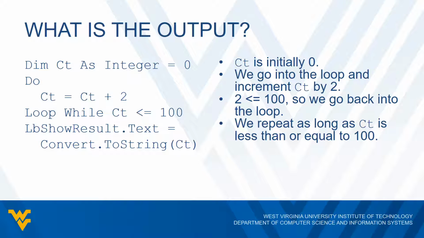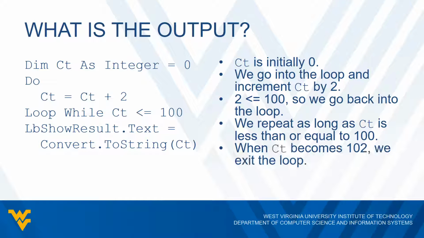So notice that we're just incrementing CT by 2. So we'll have 2, 4, 6, 8, 10, 12, and so forth. Eventually what's going to happen is CT will get to 100. 100 is less than or equal to 100. That part is true. We'll go back into the body of our loop, and CT will become 102. When this happens, that is when we'll exit the loop because 102 is not less than or equal to 100. This means our output is going to be 102.